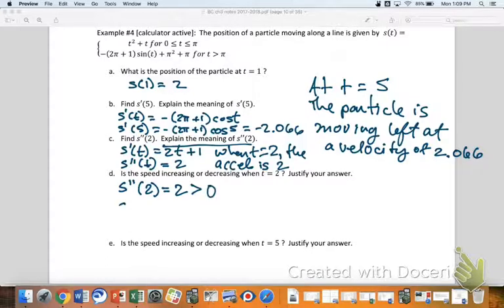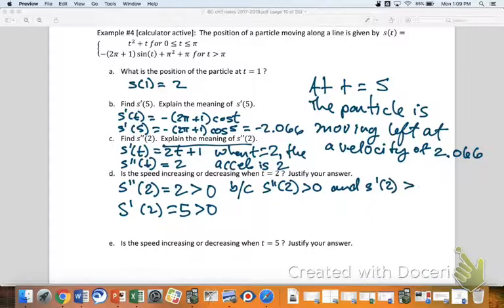We haven't found that yet. But I do know S prime of t from before. What would you guys say that S prime of 2 would be? 5, yep. And that also is positive. And since at t equals 2, both the velocity and the acceleration are positive, what could we say about the speed? It's increasing. So you could put a little explanation over here because S prime of 2 and S double prime of 2, both of those are positive. Speed is increasing.